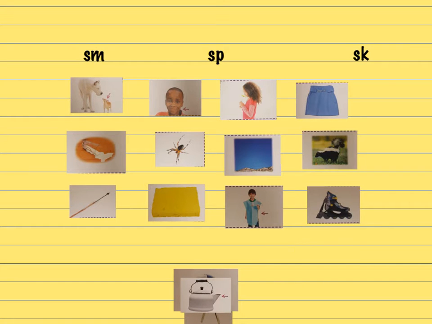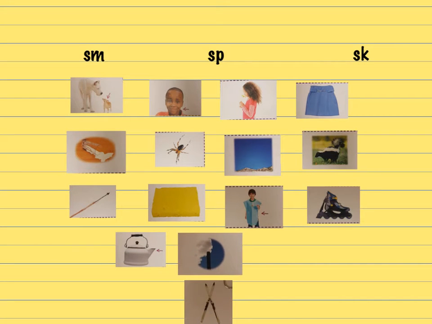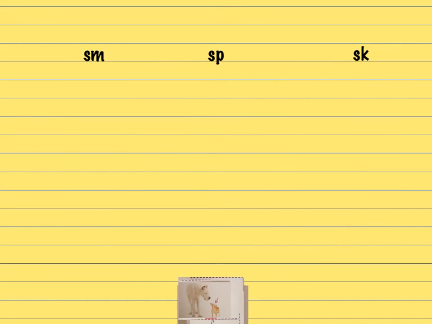This is a skate, a spout, smoke, and last are skis. Now it's time to sort our pieces.